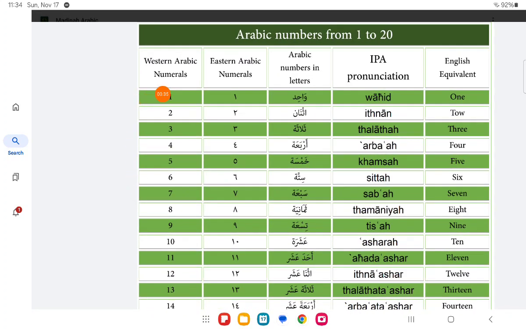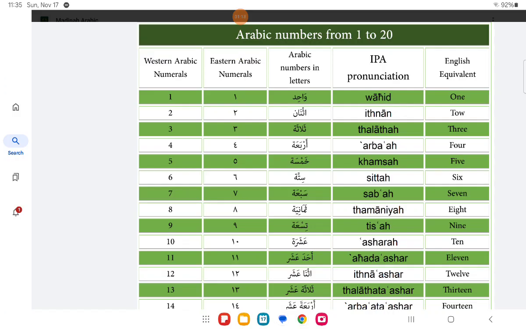So you have the number 1, which is pronounced Wahid. I think that should be about right. Then, when you write Arabic, you draw it like this: 2, 3, 4, 5, 6, 7, 8, 9, 10. The dot represents a 0, 11, 12, 13, 14, and so on. So 1 is Wahid. By the way, I'm covering the romanization with my hand, and this isn't IPA.